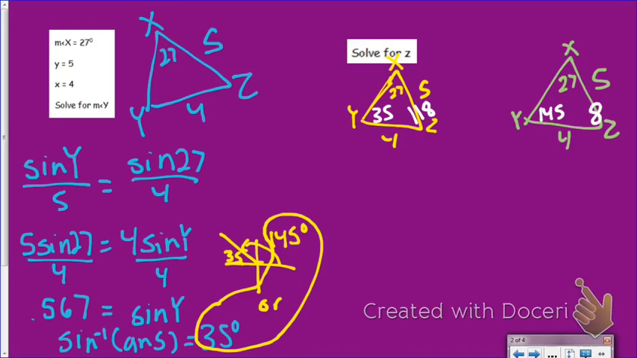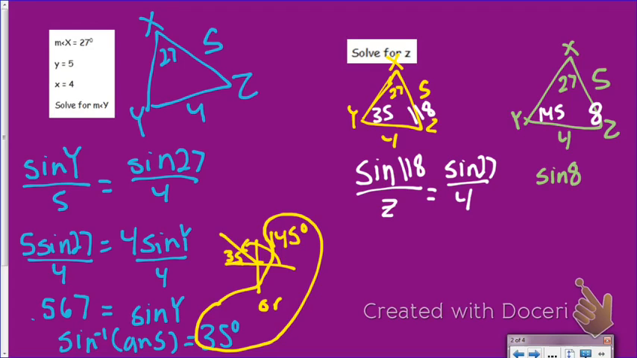So on my triangle on the left, I would do the sine of 118 divided by side z equals the sine of 27 over 4. But on the right triangle, I would have to set up a different one, and I would have to say that the sine of 8 degrees over side z is equal to the sine of 27 over 4. So it's the same formula, it's just a different possible angle. And when I solve these, I'm going to get two possible different answers for z.